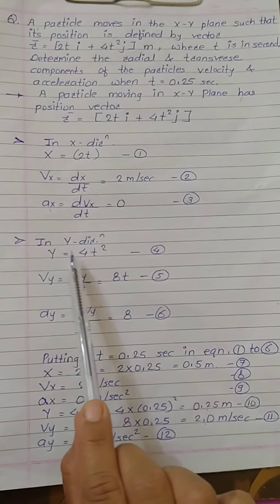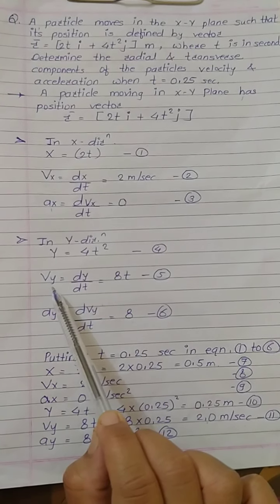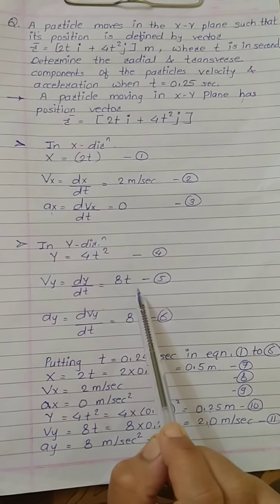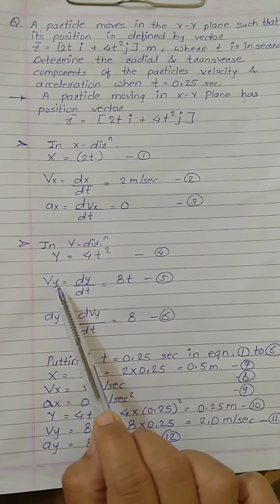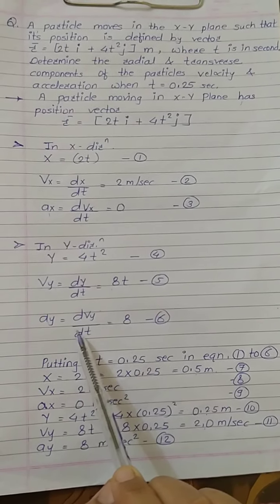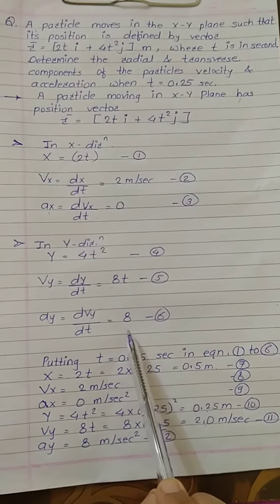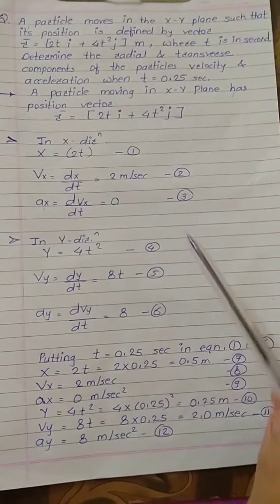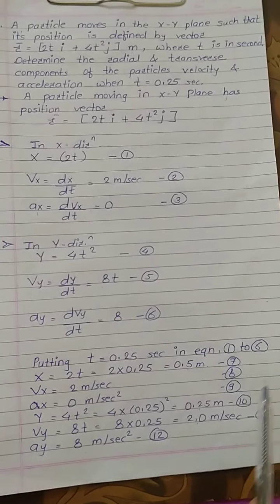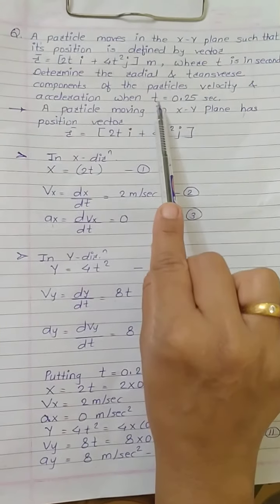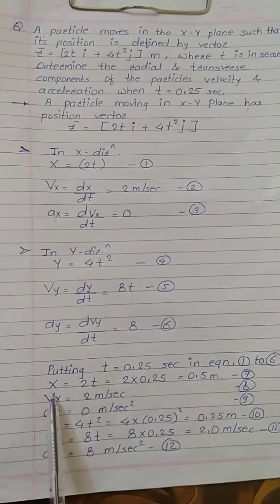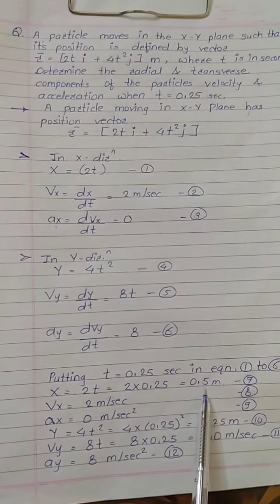Similarly in the y direction, y is 4t square. The first derivative of y with respect to time t gives me the velocity along the y direction, so it is 8t, and the derivative of this vy with respect to time gives me the acceleration along the y direction. So it comes 8 meter per second square. Now in all these six equations I have to substitute t as 0.25 seconds, which is given to us in the numerical.